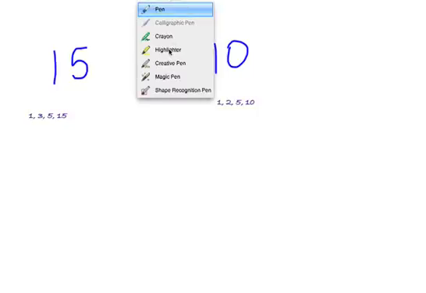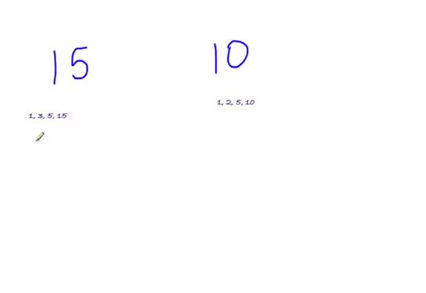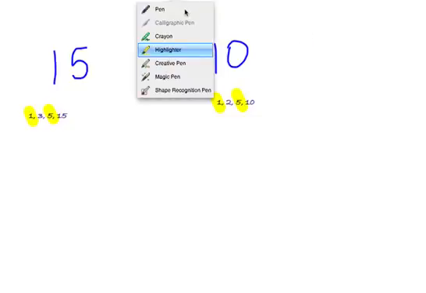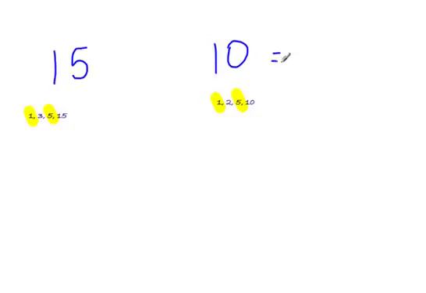So now if I look at my list and I want to see which are the same, 1 is always going to be in there, but like I said, that'll never be the greatest common factor. Nope, not 3. Yep, 5. So the greatest common factor of 10 and 15 is 5. The greatest common factor.